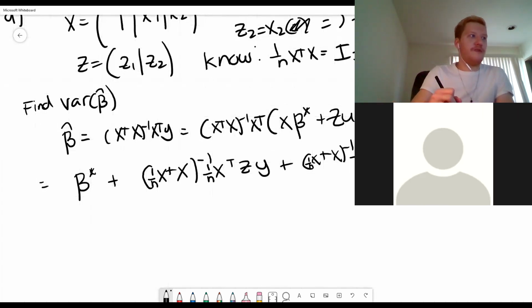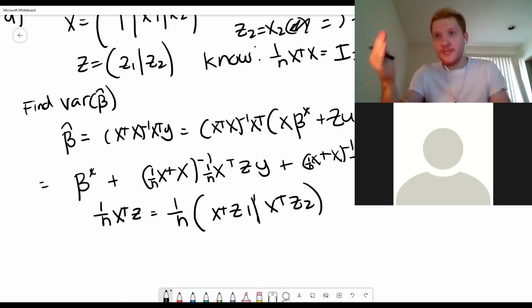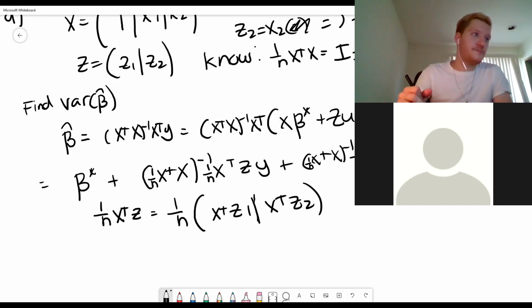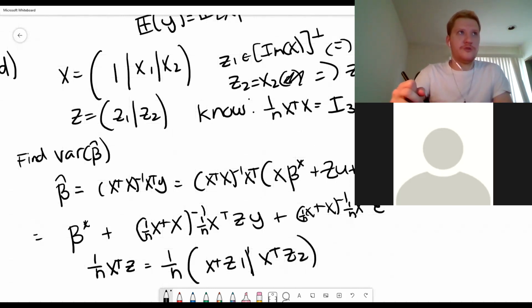And then the other thing we want to find is 1 over n X transpose Z. He gave this as a hint. So this is going to be 1 over n, X transpose Z1, X transpose Z2. Once I show this, then I think you can go from there. All I did was rewrite Z as Z1 and Z2 and then distribute out the X transpose. Now remember, we said that Z1 is in the kernel of X transpose, right?